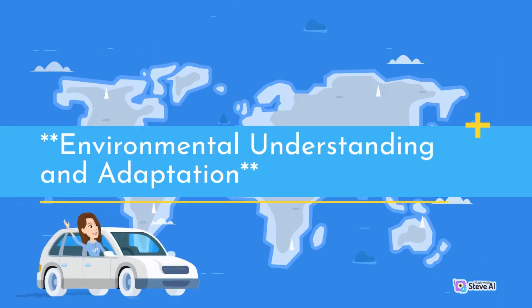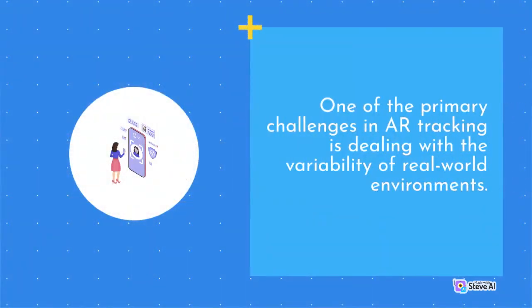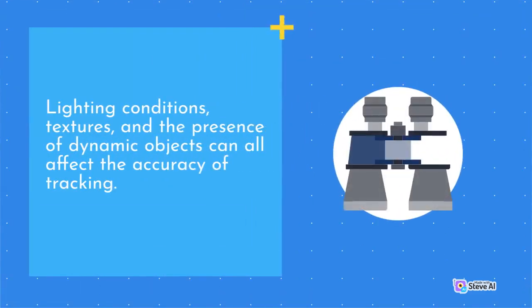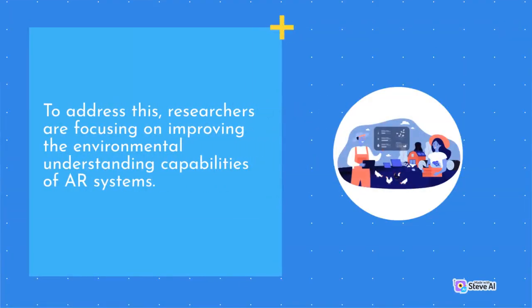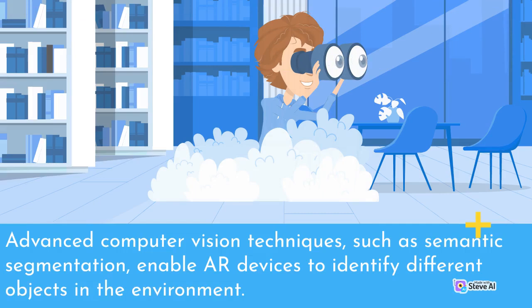Environmental understanding and adaptation. One of the primary challenges in our tracking is dealing with the variability of real-world environments. Lighting conditions, textures, and the presence of dynamic objects can all affect the accuracy of tracking. To address this, researchers are focusing on improving the environmental understanding capabilities of our systems. Advanced computer vision techniques, such as semantic segmentation, enable our devices to identify different objects in the environment.